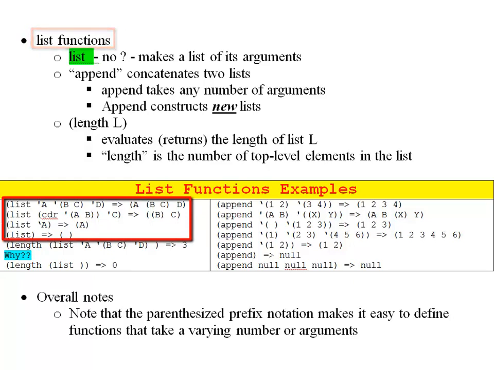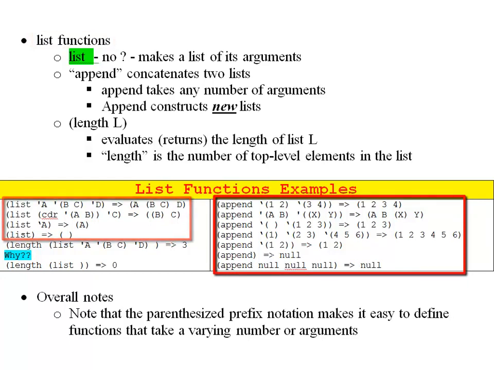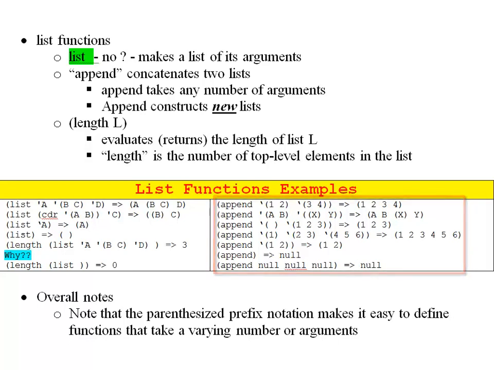Append is another function that's really interesting because it concatenates two lists. The append takes any number of arguments, which is different and a little unique, so be careful, and append constructs a new list. The last one's very simple with the length. Length evaluates and returns the length of the list, and you'll notice all the little examples that I have below.